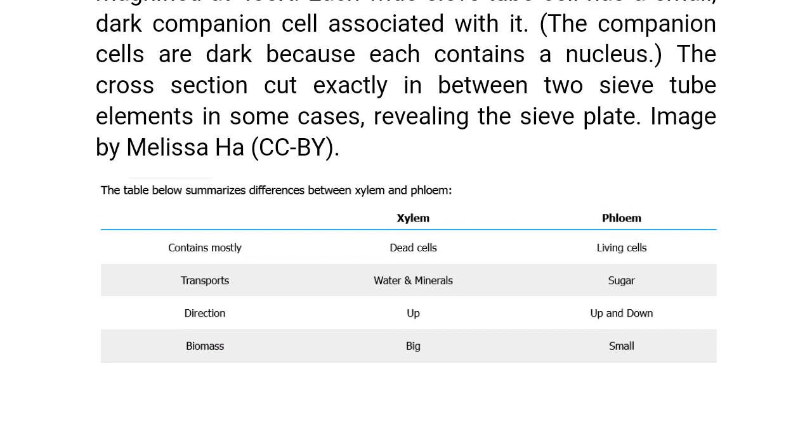The biomass, how big is their capacity? The xylem biomass is big, while the phloem biomass is very small.